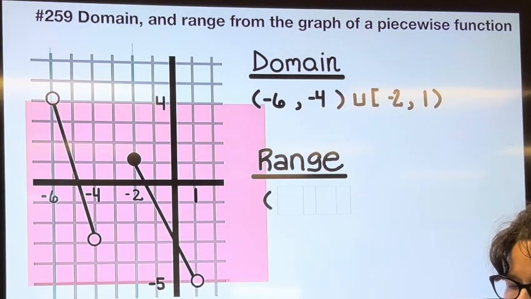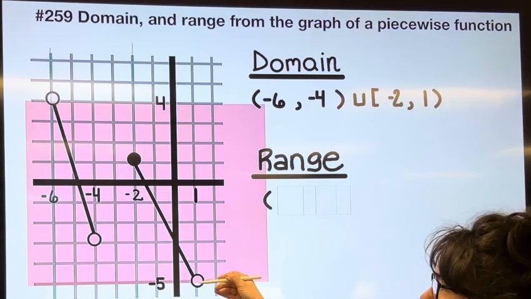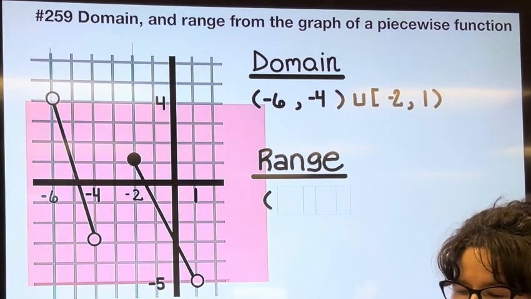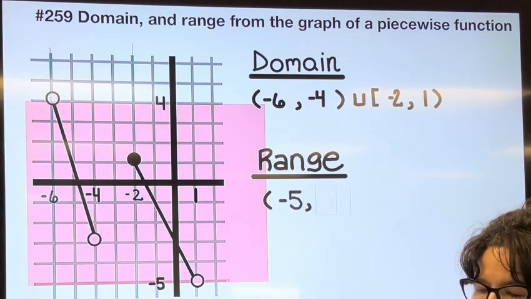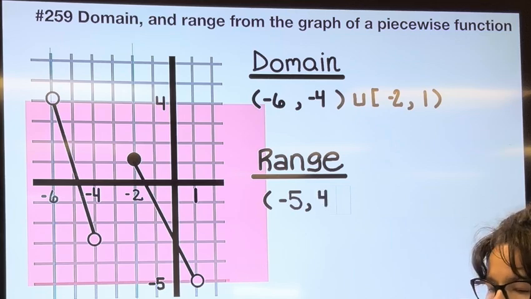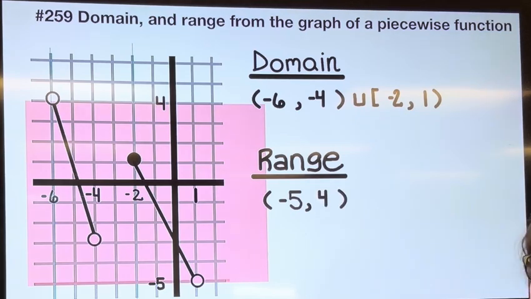So this is going to be parenthesis. The lowest I can go is not quite -5 through, and I can get up to a height of 4 and then leave out 4.